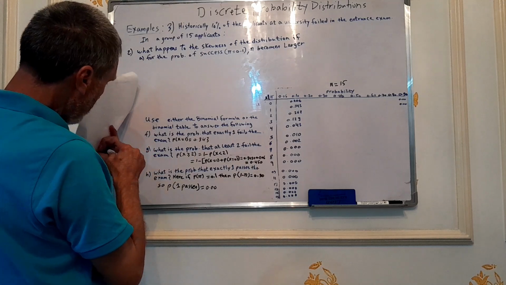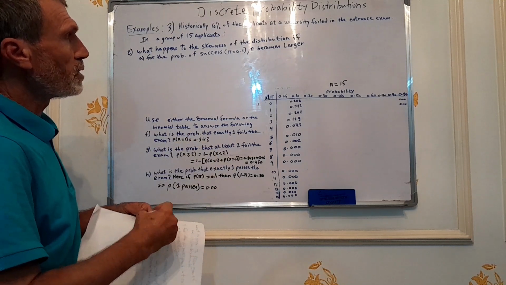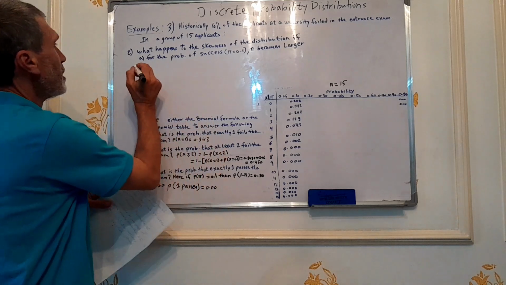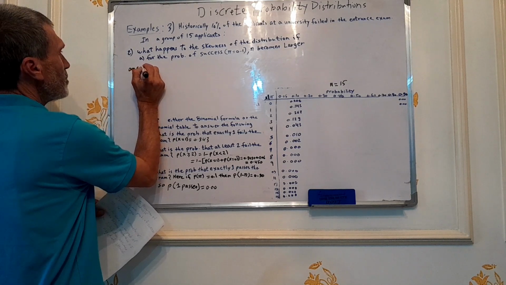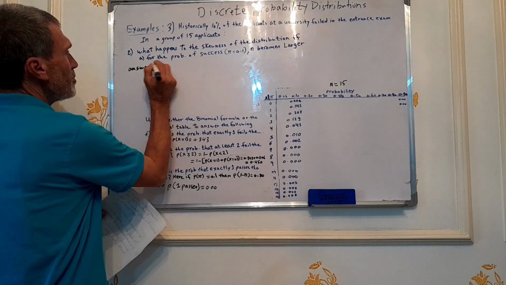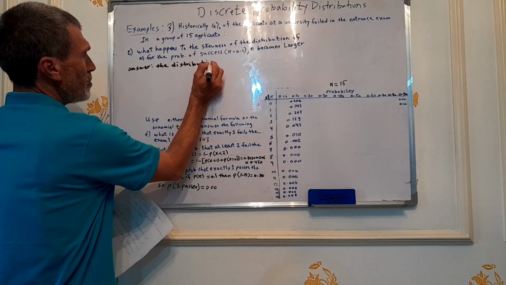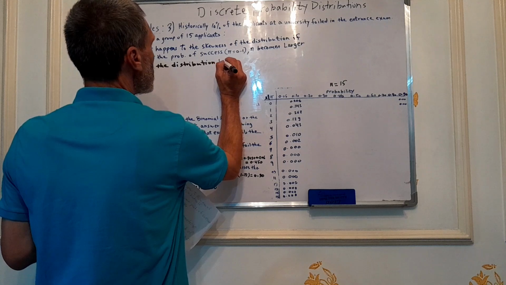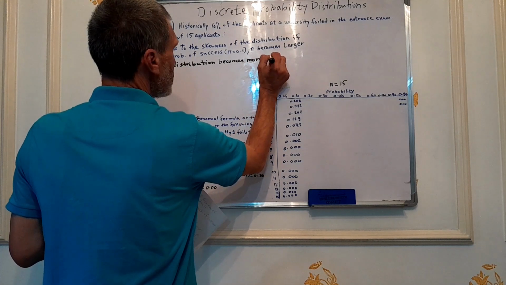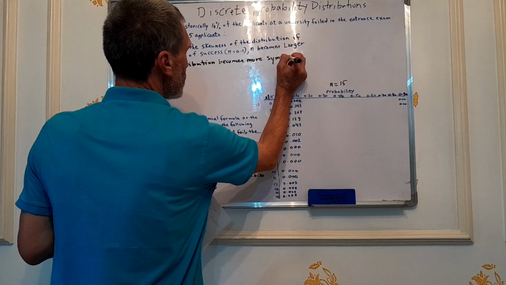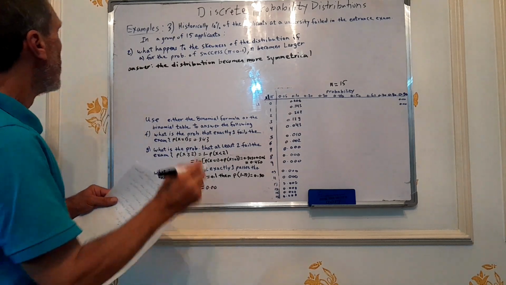Of course, here the answer, if you remember, when we discussed these important issues, we said that, of course, as n becomes larger, the distribution becomes more symmetrical. Okay, becomes more symmetrical.